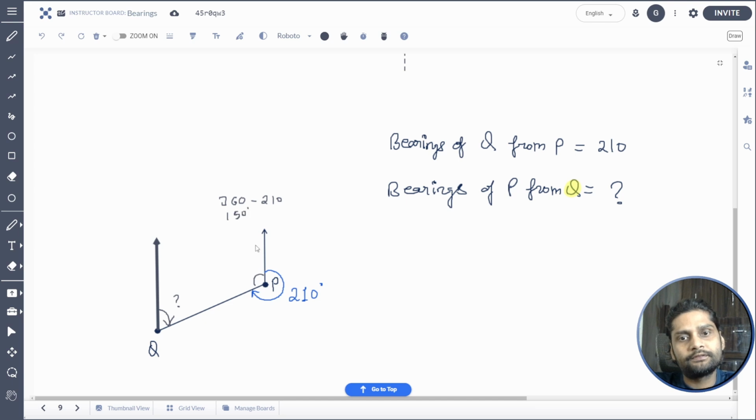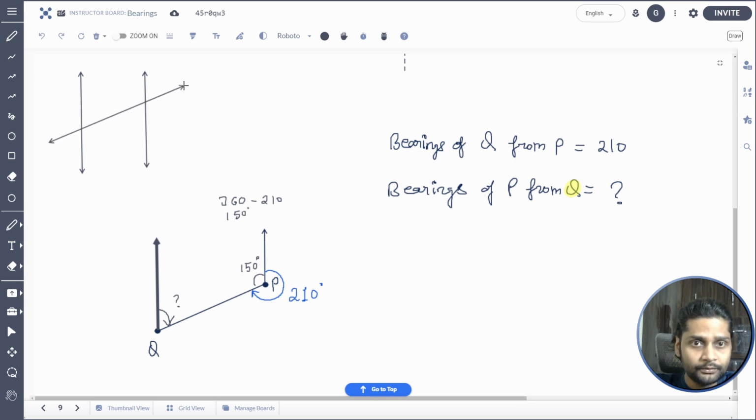I get 150 degrees. So this angle is 150 degrees. And students, once we get this angle, we again have a concept of parallel lines: if two lines are parallel, a transversal intersects them. The angles made on the same side in the interior area are called consecutive interior angles, and their sum has to be equal to 180 degrees. So these co-interior or consecutive interior angles are supplementary.